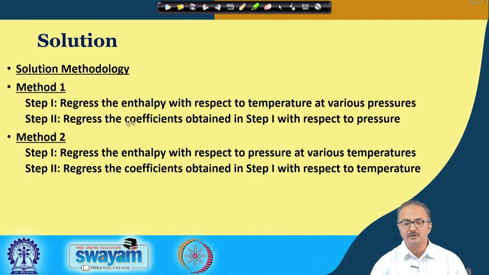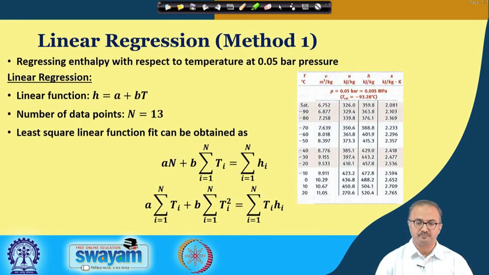In the second one, we regress first with respect to the pressures at the various temperatures, and then we get the values of the enthalpy with respect to the given temperature, and this I will illustrate with some examples. So, first let us go with method 1.